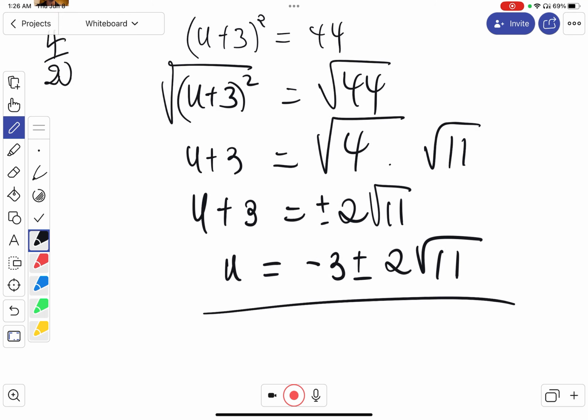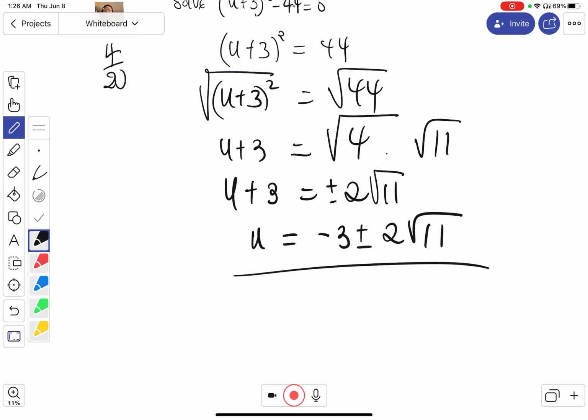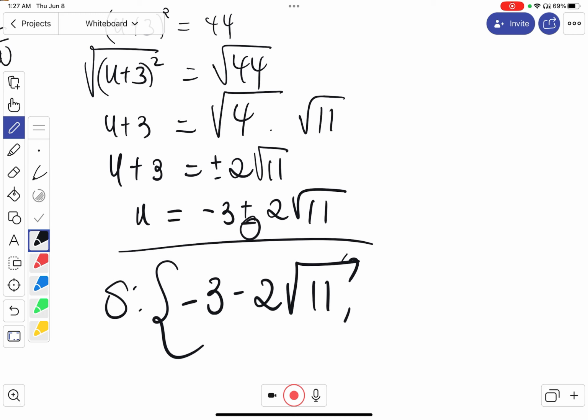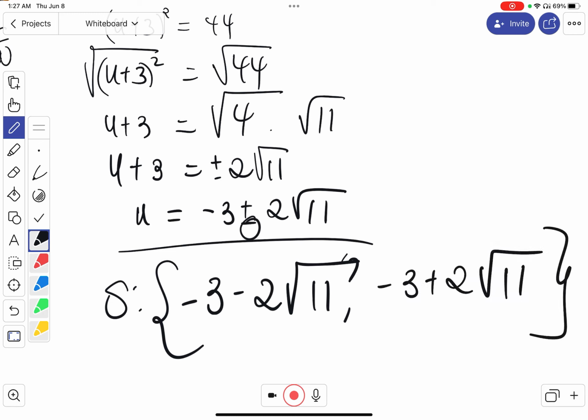That's a way that you can write your final answers, that other teachers might ask you for. So the notation that you can use is pretty much like this one that I'm showing you right now, where you have brackets and negative 3. So start with the negative first, negative 2√11, and then you have the positive, positive 2√11. So there you have it.